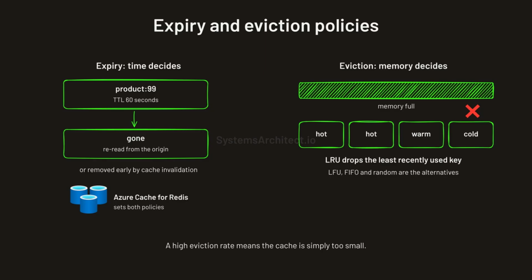Nothing stays cached forever, and two separate mechanisms decide when an entry leaves. A time to live sets a cache expiration. After that, the entry is treated as gone. Short TTLs of 30 to 60 seconds bound staleness on data you cannot actively invalidate. Cache invalidation is the deliberate removal of an entry when the underlying data changes. Cache eviction is different. It happens when memory fills and something must be dropped. Least recently used, or LRU, is the usual default eviction policy. LFU, FIFO, and random are the alternatives.